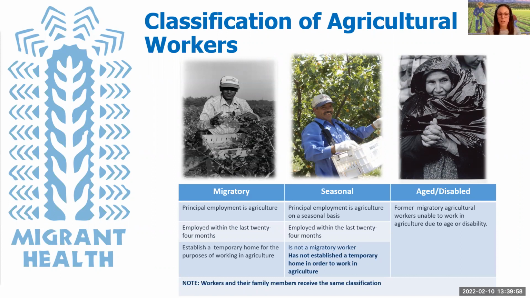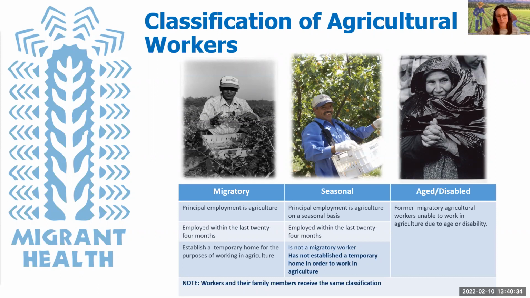By definition, migratory workers, their principal employment is agriculture, and they have been employed within the last 24 months or 2 years and have established a temporary home for the purpose of working in agriculture. Seasonal agricultural workers have a principal employment in agriculture on a seasonal basis, and they have been employed within the last 24 months or 2 years. They are not a migratory worker because they have not established a temporary home in order to work in agriculture. And our aged and disabled agricultural workers are former migratory workers who are unable to work in agriculture due to age or disability.